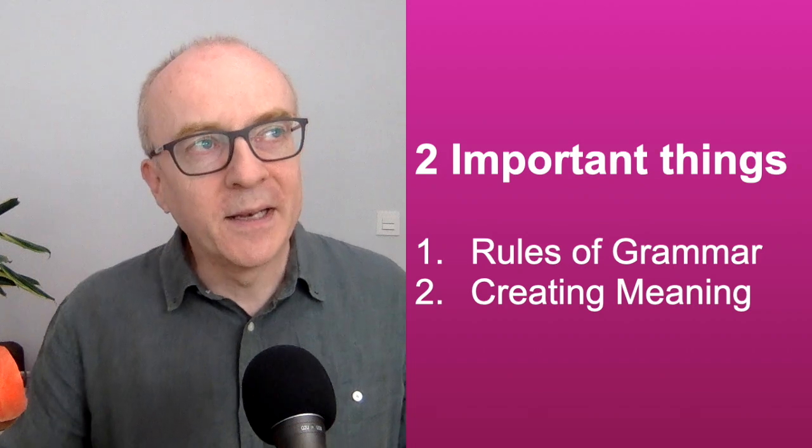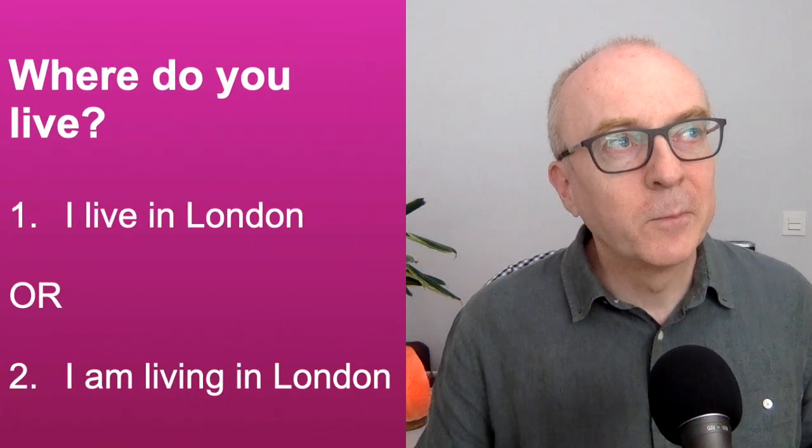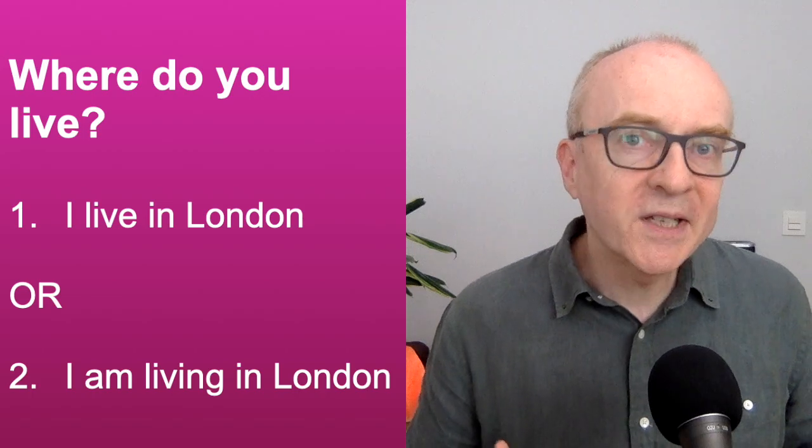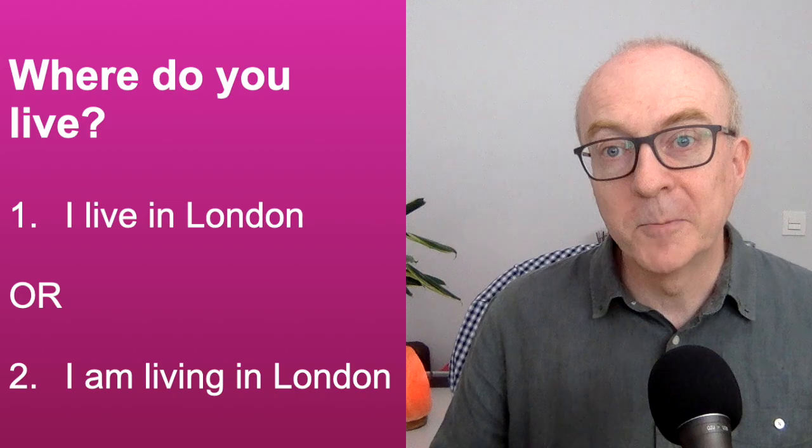So what do I mean by that? Is that when we use different tenses, we create a certain meaning. And very often it's not about it's right or it's wrong. It's about what do you mean? So for example, right, some people say to me, Keith, when the examiner asks me, where do you live? Do I say I live in London or I am living in London?